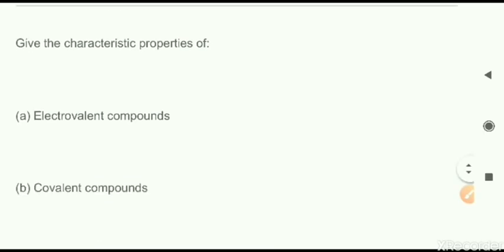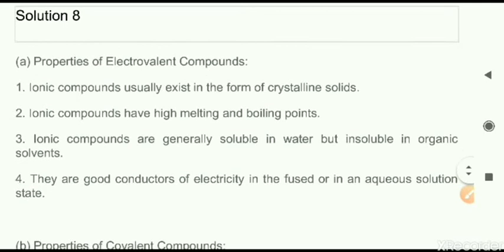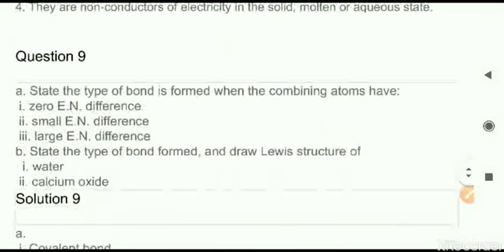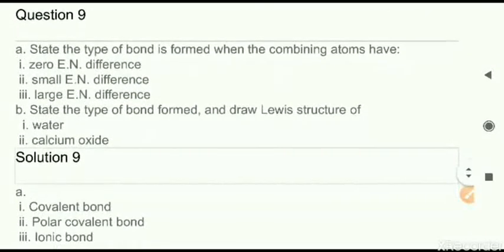Next, question number 8, these properties you have to tell. The properties you can write directly. All have been explained earlier. Question 9, state the type of bond having zero electronegativity difference, that is a covalent bond. Next, small electronegativity difference, that is in the case of polar bonds, that is a polar covalent bond, and large electronegativity difference, greater than 1.7, that is ionic bonds.